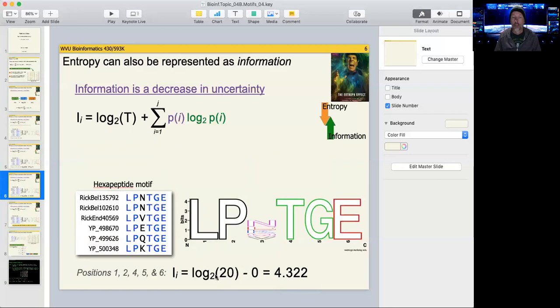So that's log base 2 of 20. Log base 2 of 1 is 0. 1 times 0 is 0, of course. So this log base 2 of 20 minus 0 is 4.322. That's the amount of information in that position. That is the most information we can have.